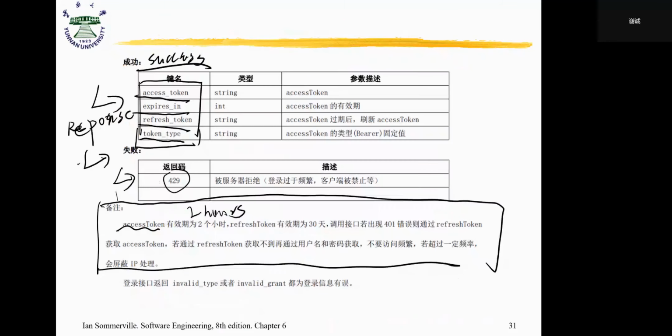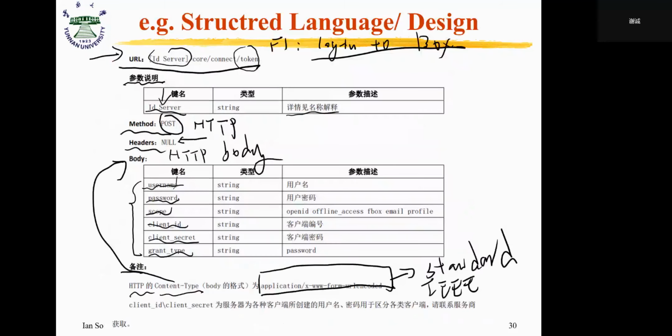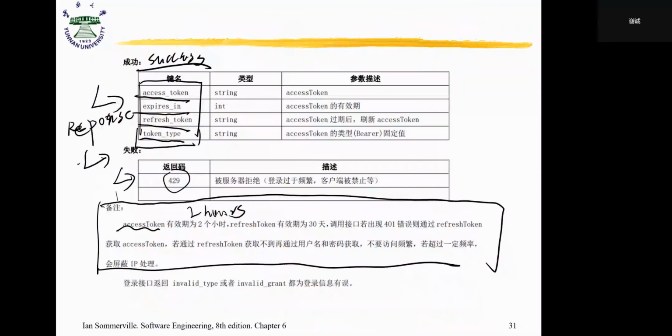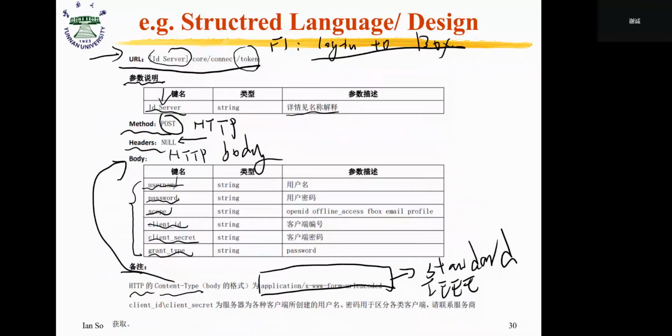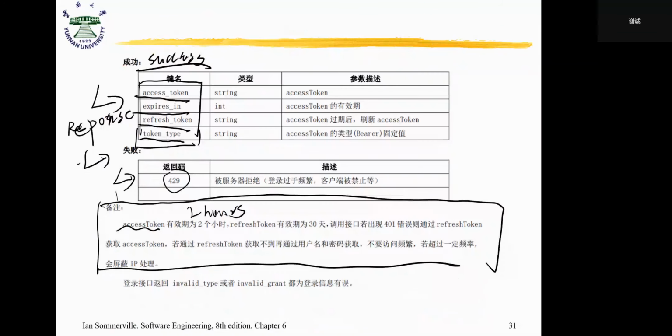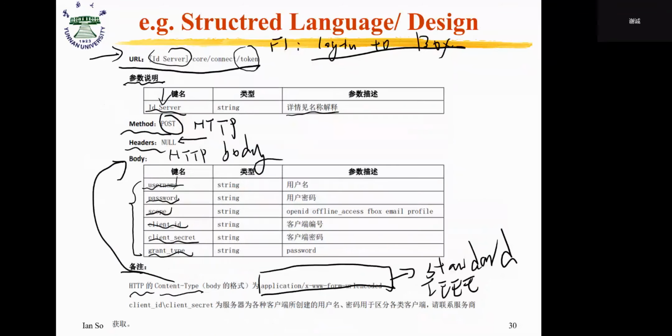Okay. I hope you can do your homework, your project like this, like log in, like assign a class, like select a course. You can do it like this, very clearly, precisely, no ambiguity. Okay. Any questions about the structured language for these two examples?